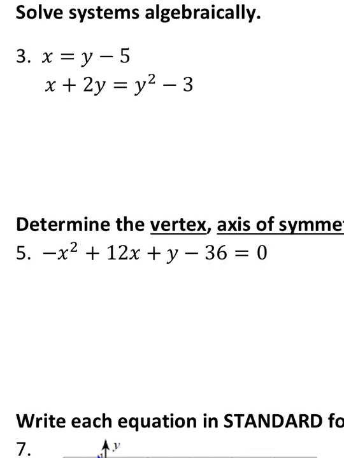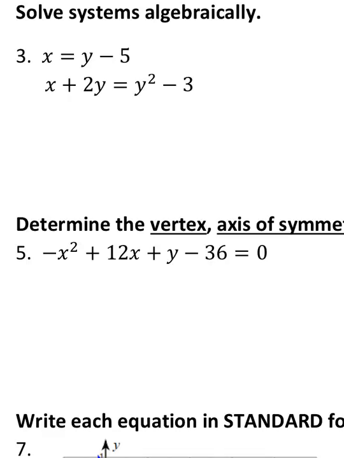All right, in the next problem, we're solving the system algebraically. What we want to do is isolate one of the variables, and then set those equations equal to each other and solve for the other variable. So in this case, I have x equals y minus 5, and I also have another equation, x plus 2y equals y squared minus 3.